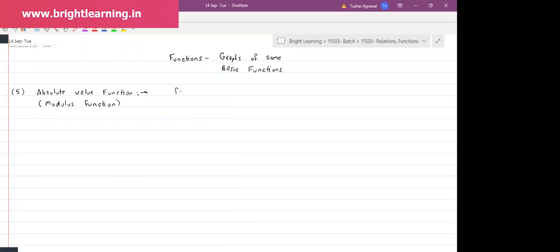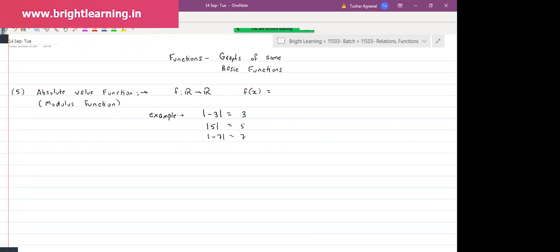If f is defined from R to R, where f of x is equal to modulus of x. You know the meaning of the function already. Absolute value means you have to take just the numerical value. So modulus of -3 is 3. Modulus of 5 is 5 only. Modulus of 7 is 7 only. Modulus of -7 is also 7.